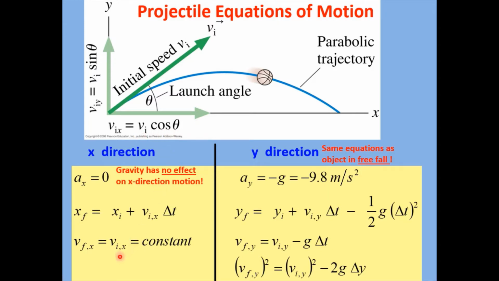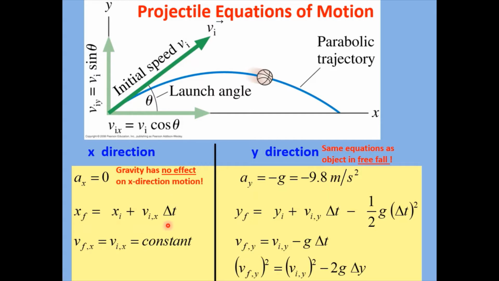The other thing, which is actually not really an equation per se, but just a trivial fact, is that since there's no acceleration in the x direction, our velocity in the x direction is constant. In other words, the final x velocity is equal to the initial x velocity. And remember, that's given by v sub i cosine theta, and that's constant. So this is really the only equation we have to work with here in the x direction.